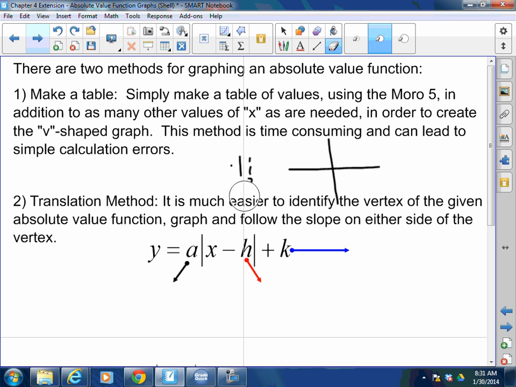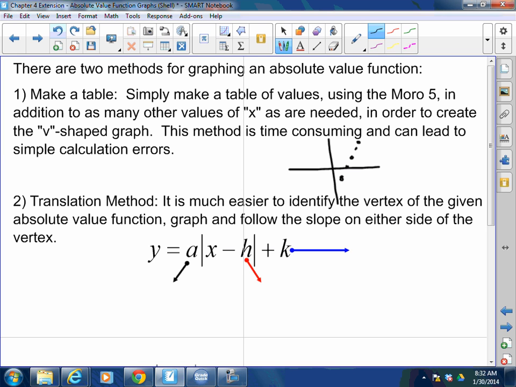Actually, let's not do a table. Let's just say that you have table values, and they only go like this. People are going to graph just a straight line. Why? Because we're human beings, and we're going to forget, oh, wait a second, this graph has to V out. So what happens is you're graphing your points on your table, and you think you did well.